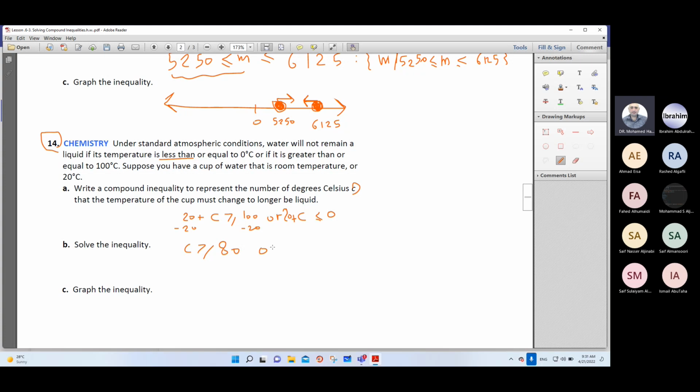Or minus 20 here and minus 20 here. So we have C less than or equal to 0. Then we can graph.